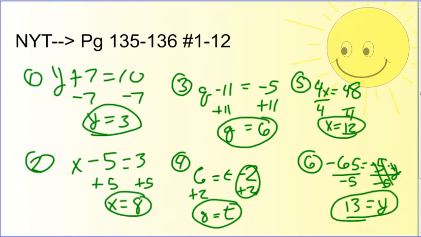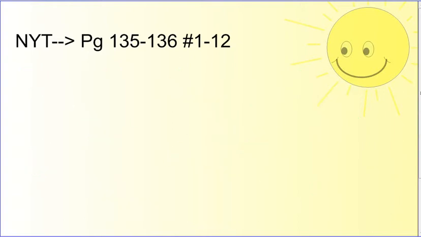Those are the first 6. Pause the video if you need them. I'm going to erase them and do the next 6. Okay, and we're on number 7, I believe. It says 6w equals negative 54. The variable is being multiplied by 6, so I divide by 6, w equals negative 54 divided by 6 is a negative 9.